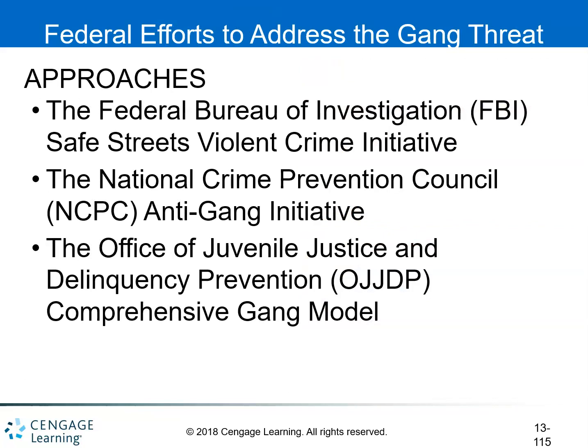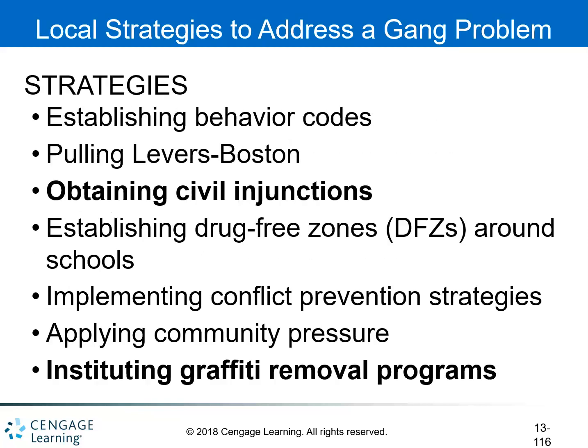So what are some federal efforts, now that we know some of those things that we talked about regarding state prosecution? Well, we do have the Federal Bureau of Investigation. We have the FBI with Safe Streets, Violent Crime Initiative. We have the National Crime Prevention Council that covers the Anti-Gang Initiative. We have the Office of Juvenile Justice and Delinquency Prevention that helps us put together a comprehensive gang model.